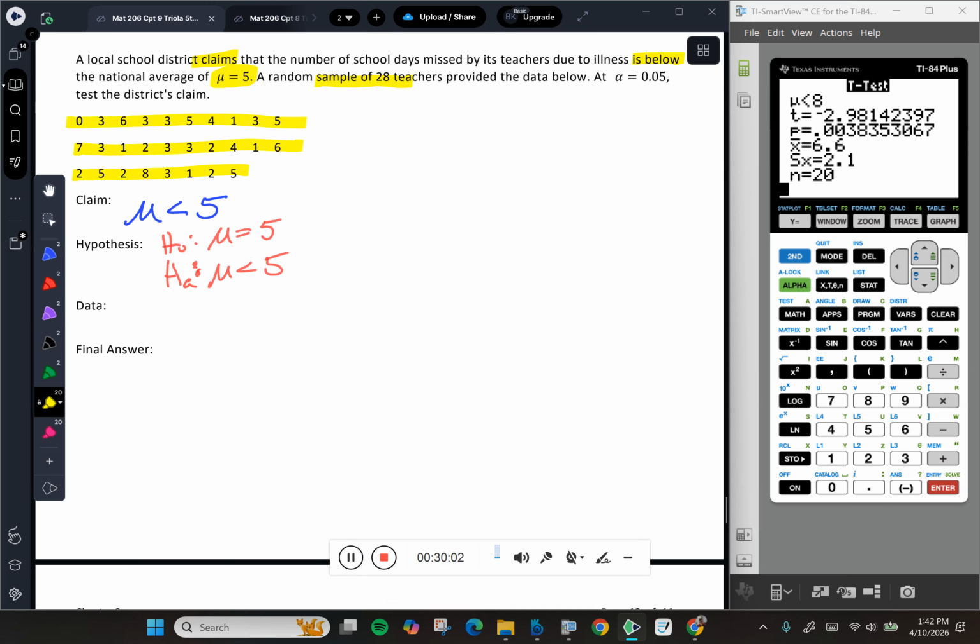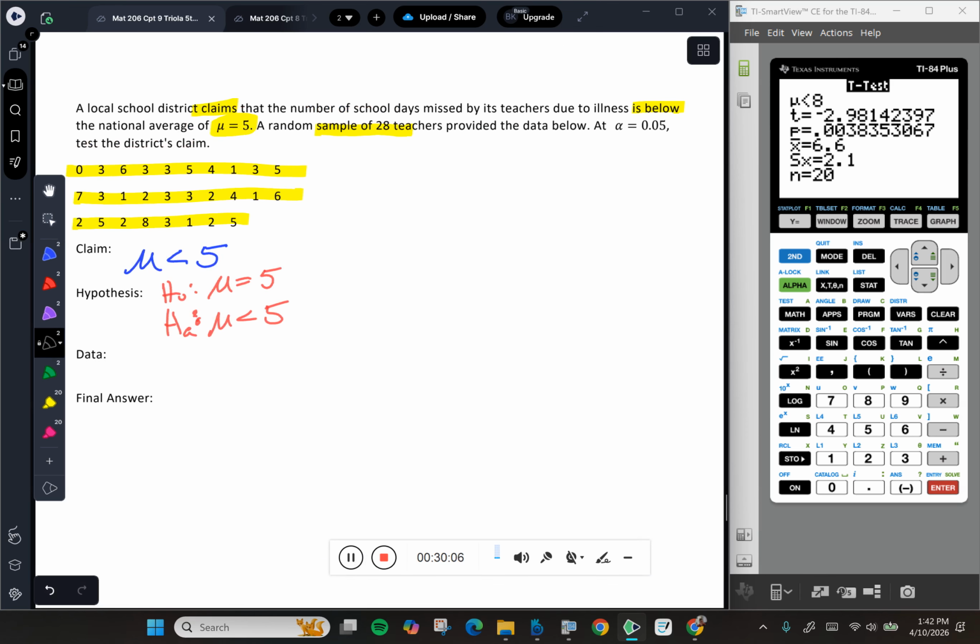Now, I have to admit something. There's a typo in this problem. We are supposed to assume that it's normally distributed. When I wrote these up, I didn't put it in, and I'm sorry about that. So pretend that it said here at the end that the population was normally distributed.